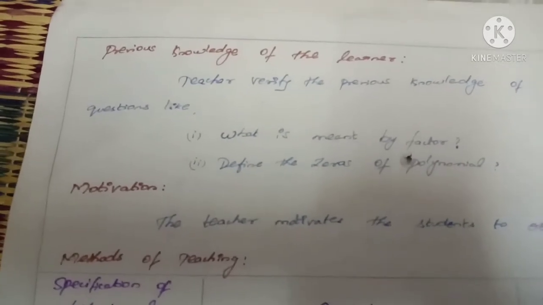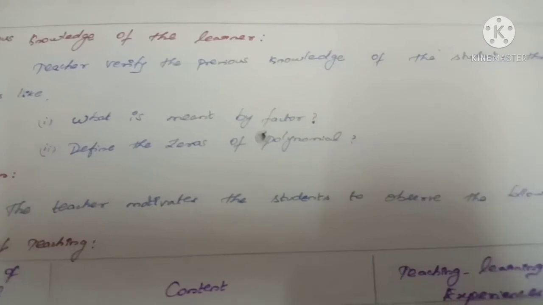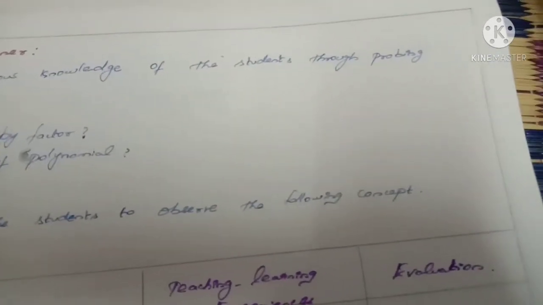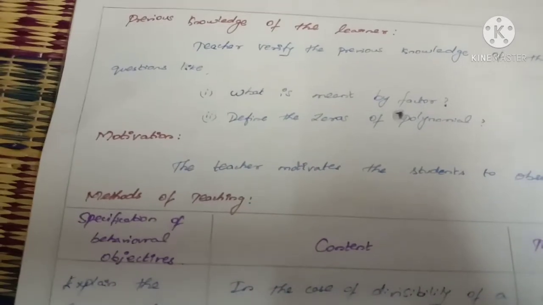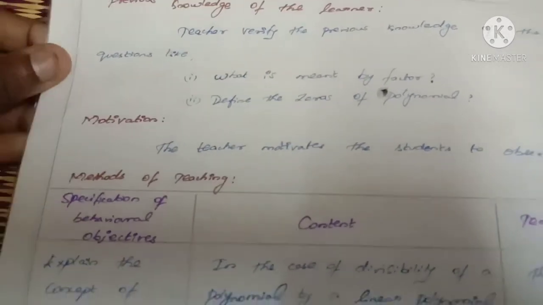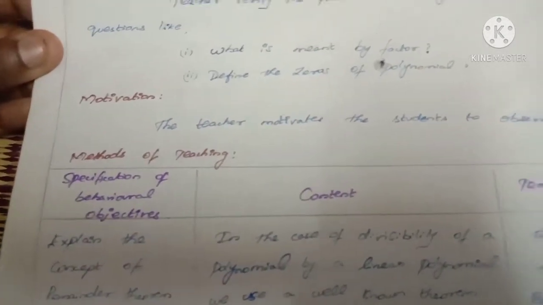Next one is motivation. The teacher motivates the students to observe the following concept. Next one is methods of teaching. Then we have to divide into 4 partitions. First, specification of behavioral objectives. Second one is content. Third one is teaching learning experience. Fourth one is evaluation.